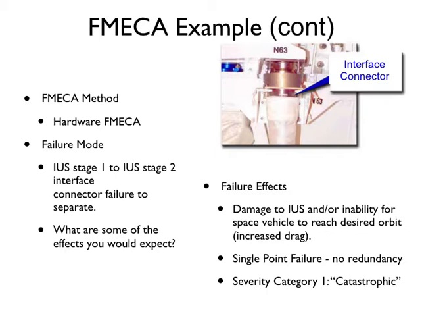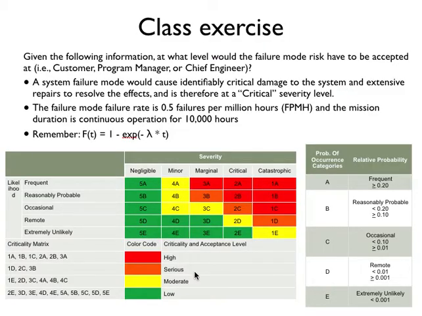It's important to note that this was noted as a single point failure, so there's no redundancy to it, and it had a category 1 of catastrophic for the severity. So remembering back several slides to where we looked at the fever chart, catastrophic relates to moderate, serious, or high risk. Let me make sure I said those terms correctly. So again, it's in this category right here on the far right side. And in fact, it was extremely unlikely. So it's this 1E, this moderate risk category.